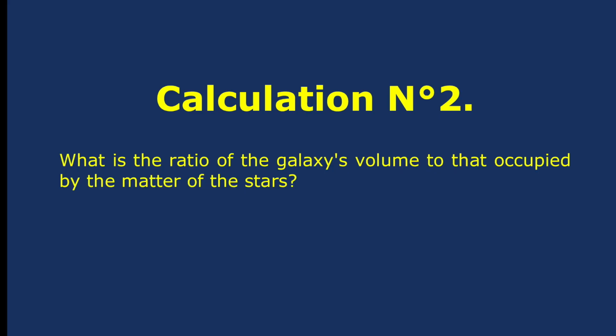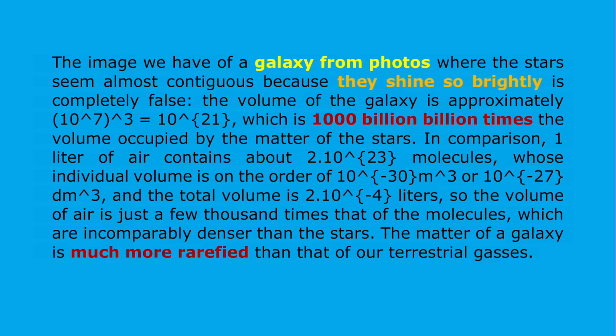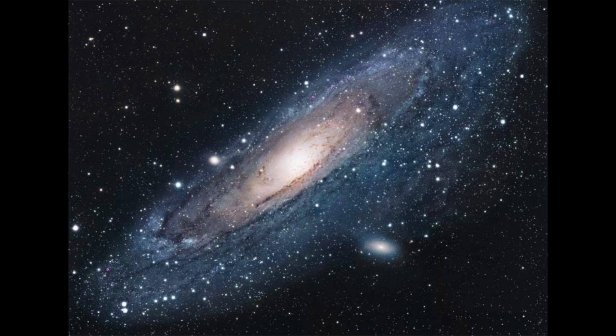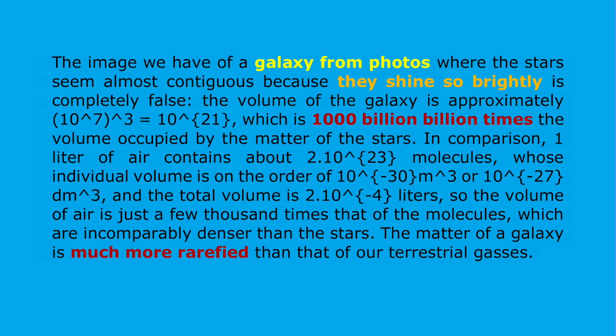Calculation number 2. What is the ratio of the galaxy's volume to that occupied by the matter of the stars? Answer. The image we have of a galaxy from photos, where the stars seem almost contiguous because they shine so brightly, is completely false. The volume of the galaxy is approximately 10 to the power 7 to the cube, equal to 10 to the power 21, which is 1,000 billion times the volume occupied by the matter of the stars.